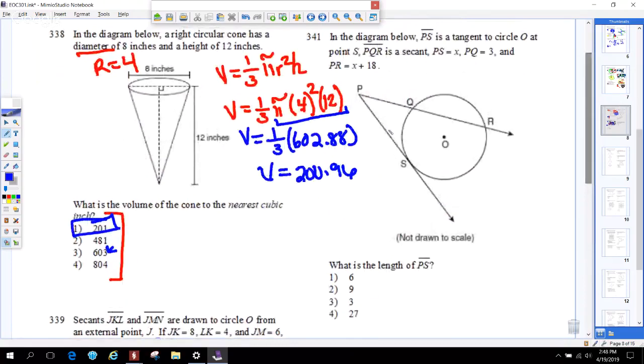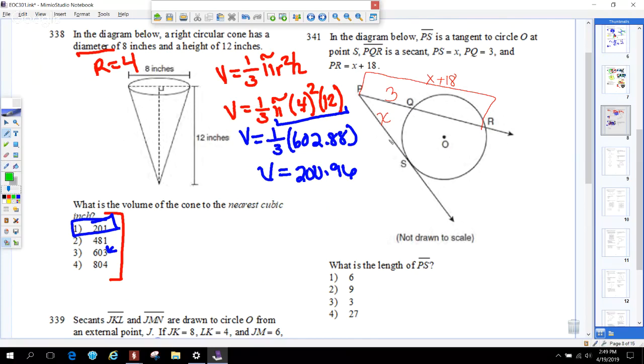Next, in the diagram below, PS is a tangent to circle O at point S. PQR is a secant. It tells us that PS is X, PQ is 3, and PR, this whole thing, is X plus 18. This is, again, another OW problem.